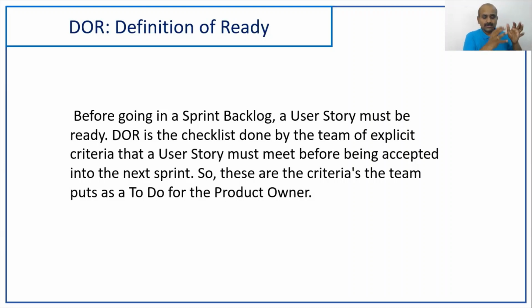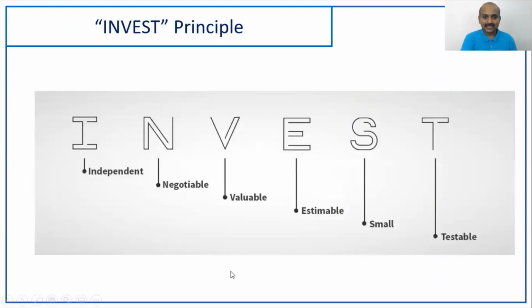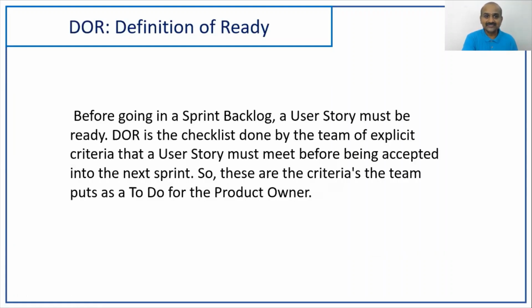Now, tomorrow, the product owner brings 40 story points worth of work and says, guys, please take it up. I can't change it, I can't split it any further. Then the team brings it to the definition of ready and says, guys, it should be small enough that it can fit into a sprint. So I can't take it up. You do your groundwork and come back. So this is what the definition of ready is.